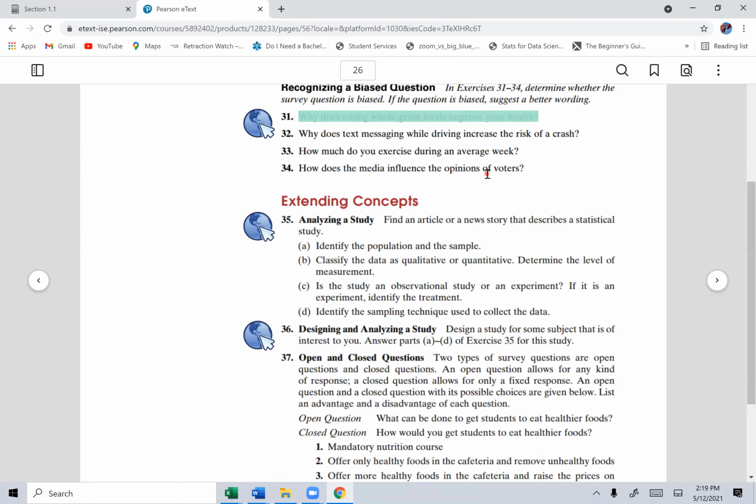34. Isn't that biased? Yes. Okay. How does the media influence the opinion of voters? Do you think, guys, it's biased? It's implying that the media does influence the opinion of voters. So to make it not biased, you just remove one word, and that would be what, guys?